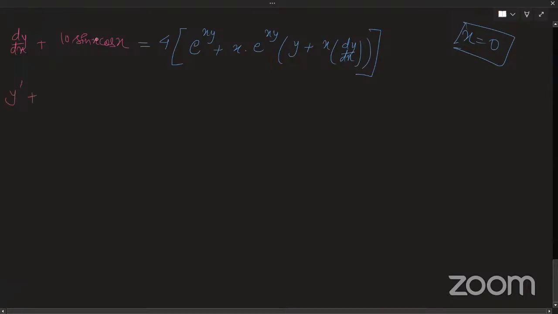Can you tell me if I substitute x as 0, what will be the value of this term? 0, sir, because you have sin x, and sin of 0 is 0. Great. e raised to xy, what will it be? 1, sir. e raised to 0 is 1, right? Plus. What about this? 0, sir. Yeah, the whole thing, because we have an x over here, so it will make everything 0. So you've got your y dash value as 4. Right?